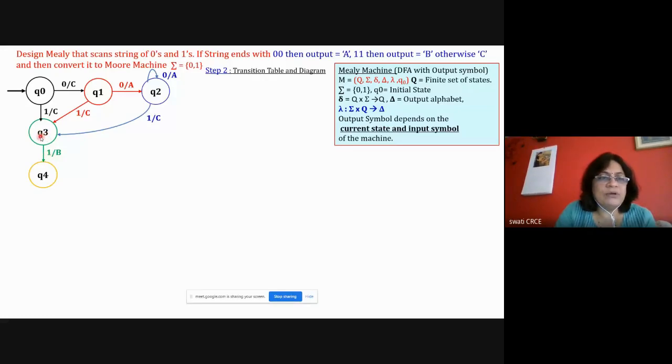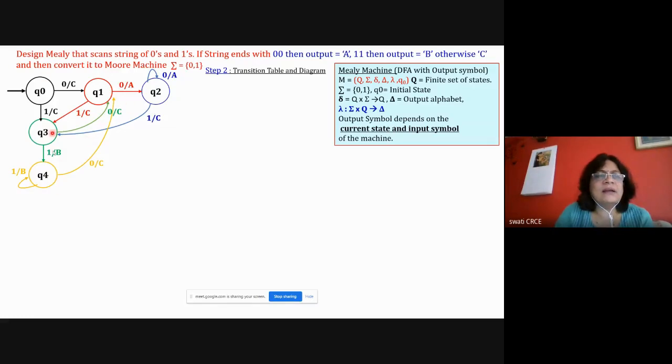So with 0, it will go to Q1. So with 1, 0, Q1, then second 0, A. So for 0, it will go to Q1 and the output is C. And if there is any 1 in Q3, already the done transition. Now for Q4. Q4 with 0 will also go to Q1 and Q4 with 1 will remain in Q4. Okay. So this we have done.